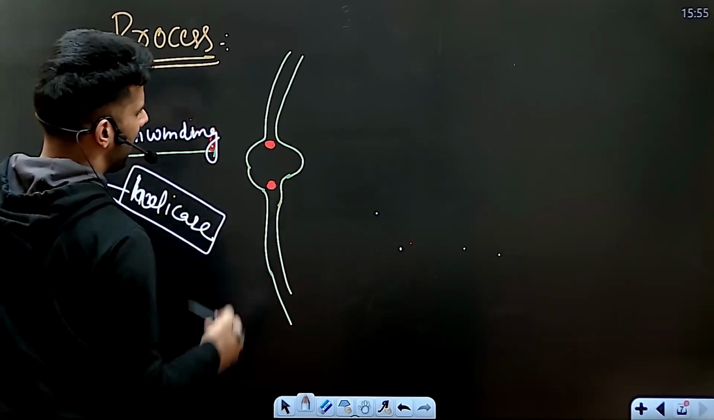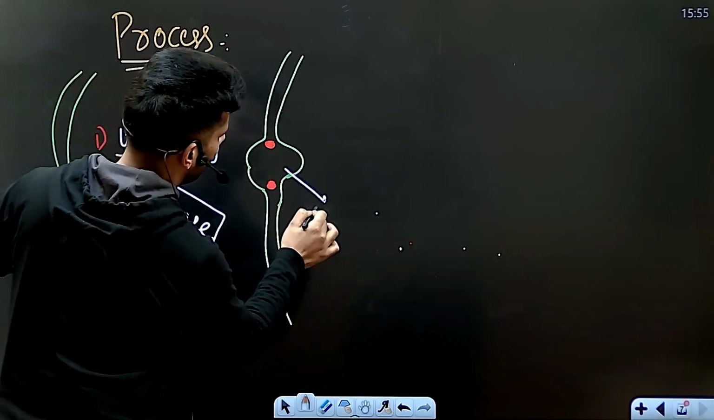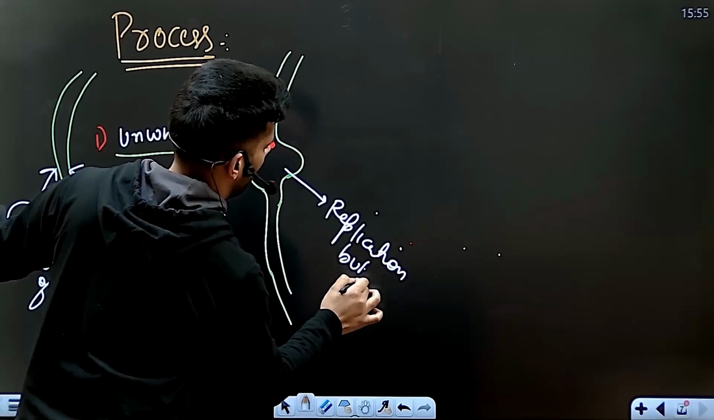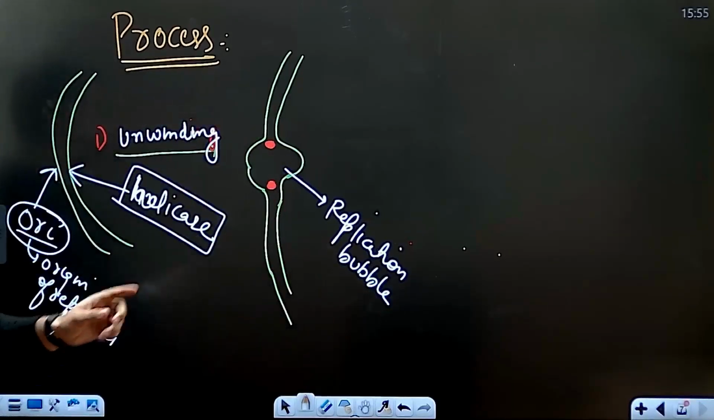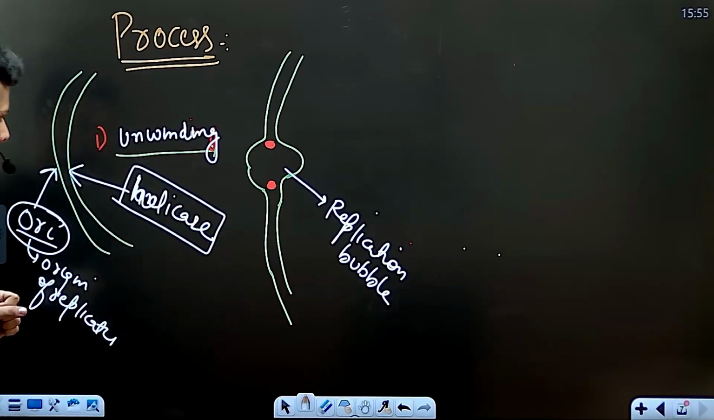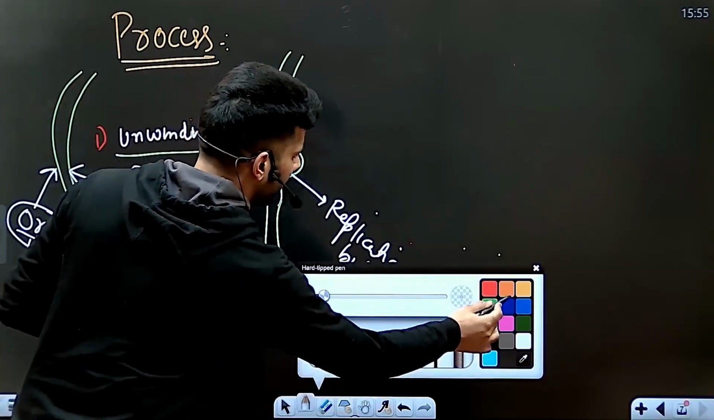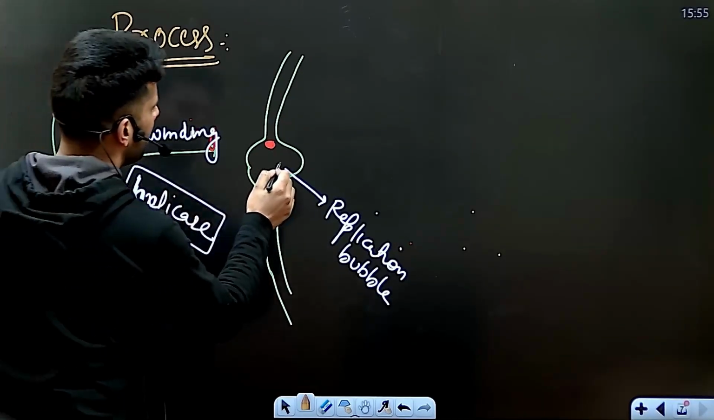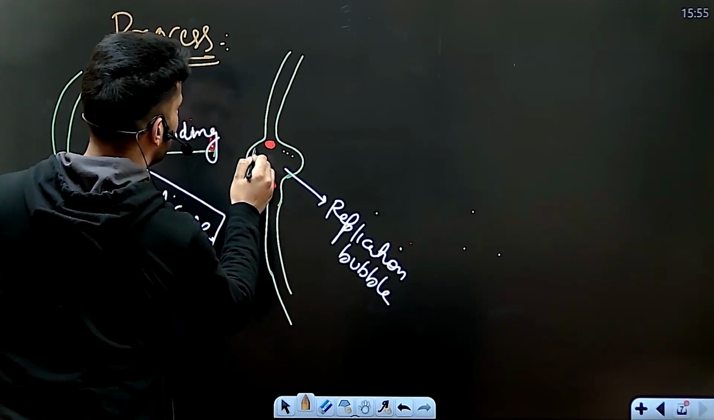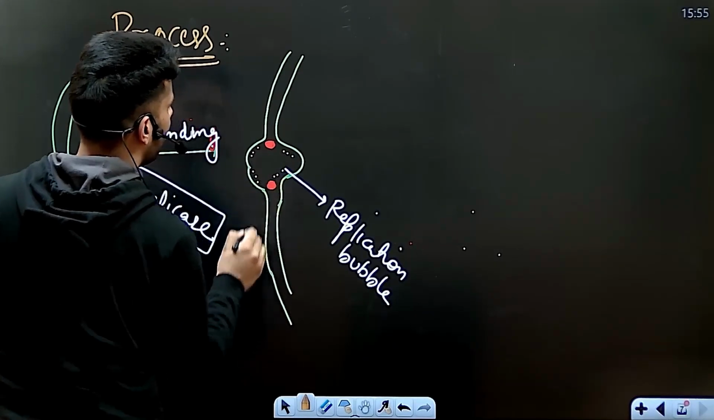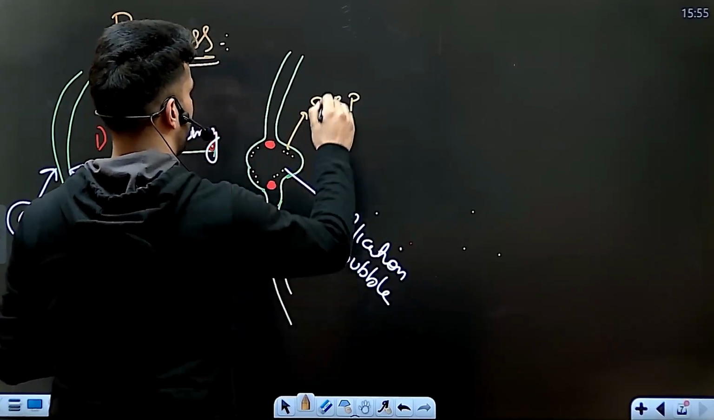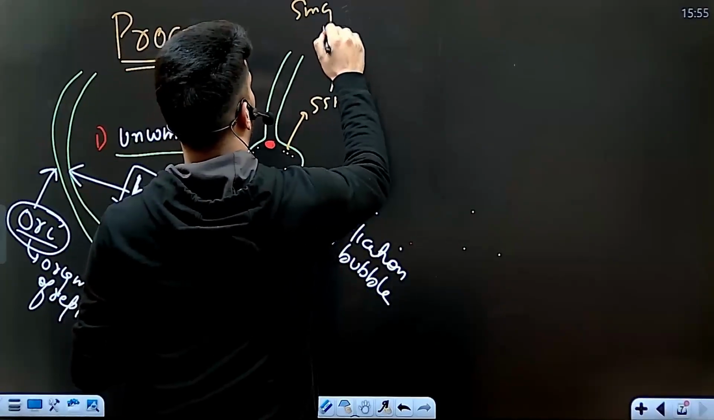And ये जो structure यहाँ पे unwinded structure बनता है, this structure is called as replication bubble. यहाँ पे आपको ध्यान रखना है कि जो separated strands है, they can also again rejoin by means of these hydrogen bonds. So they are prevented from rejoining by these proteins, by these yellow colored proteins, what you call as single strand binding proteins. So SSBPs, single strand binding proteins.